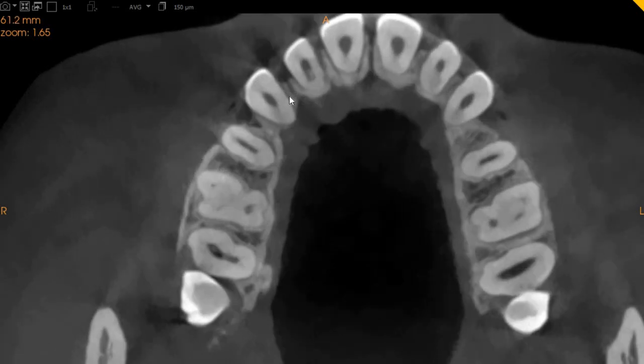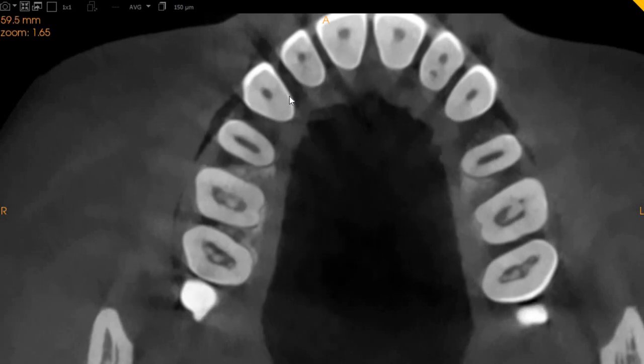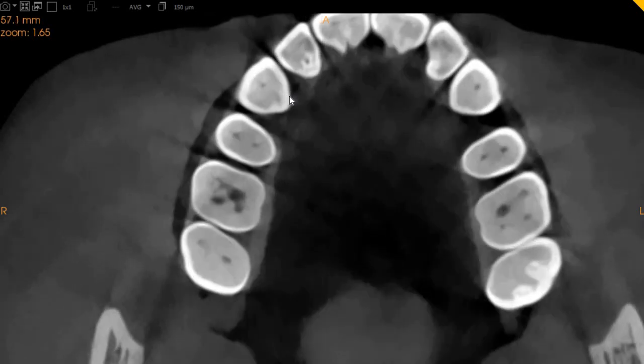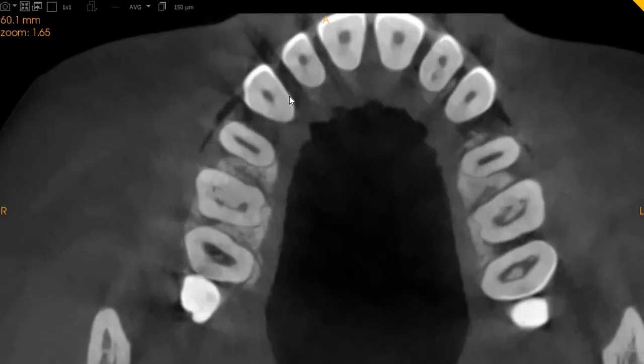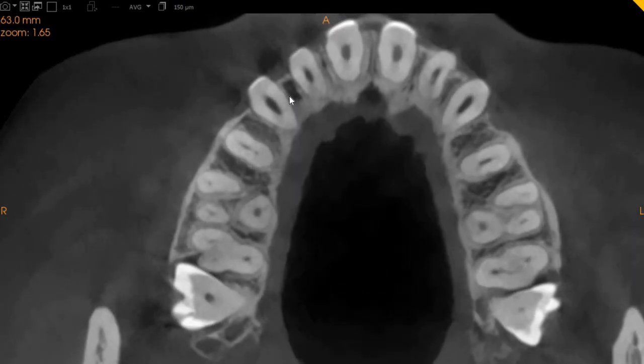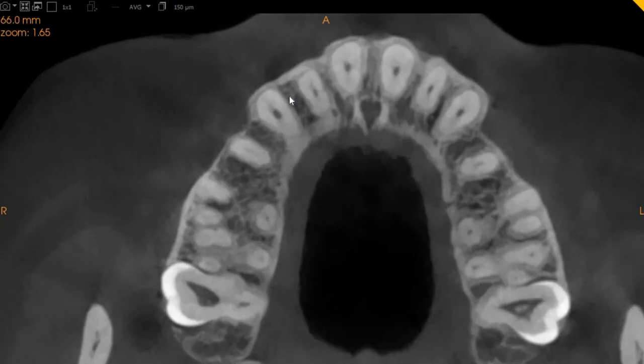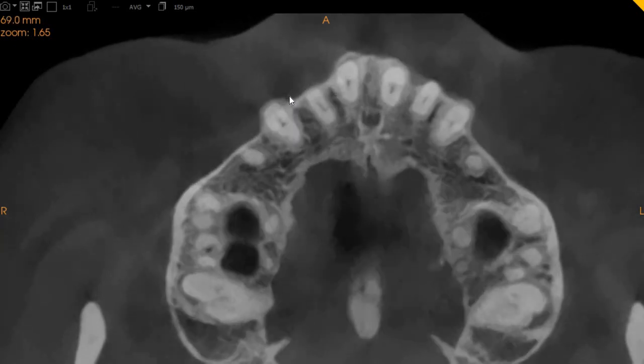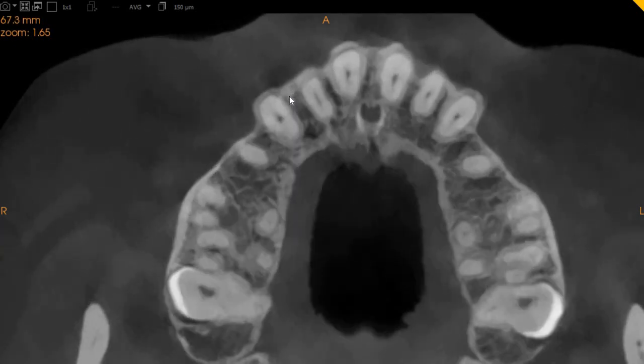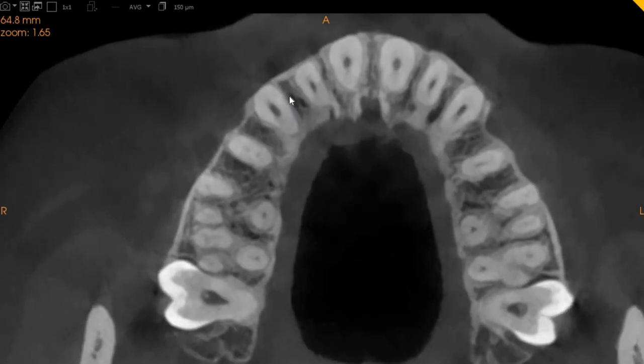So looking at the axial view, we don't see any cracks in the canine or the premolar. No significant periapical radiolucencies, nothing of any sort that we can identify as a fracture line. A very mild line can be seen here.